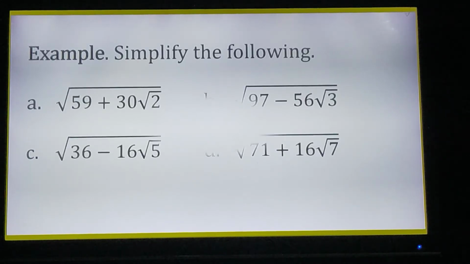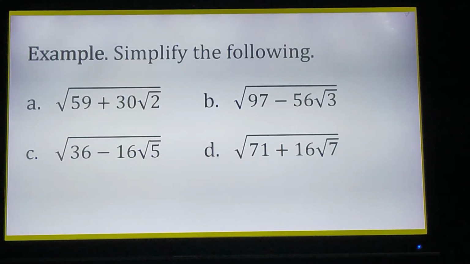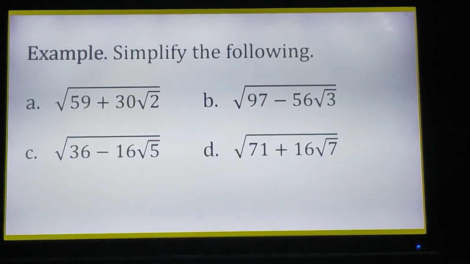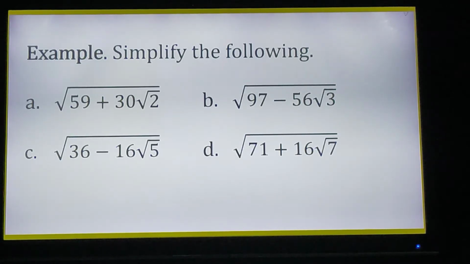Example, simplify the following. So we have these 4 simplification problems. Letter A, square root of 59 plus 30 square root of 2. Letter B, square root of 97 minus 56 times square root of 3, and so on. C and D, we have C and D.